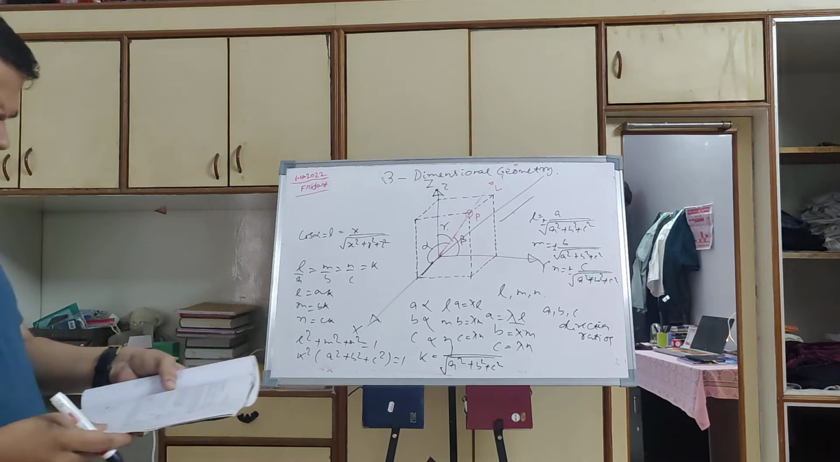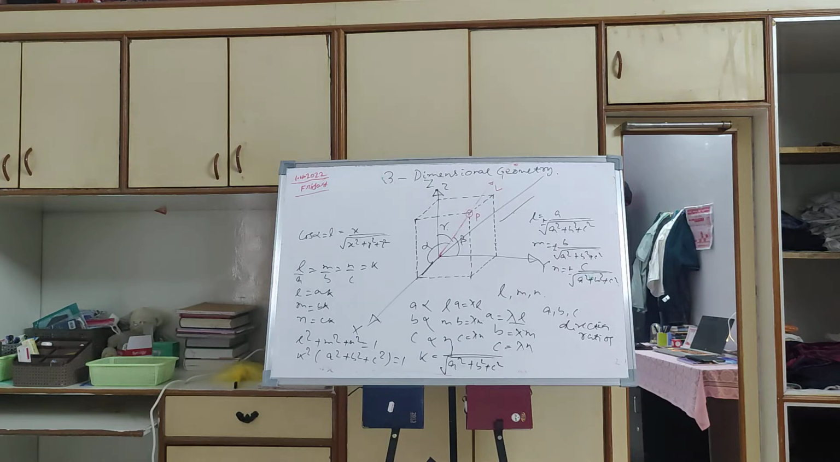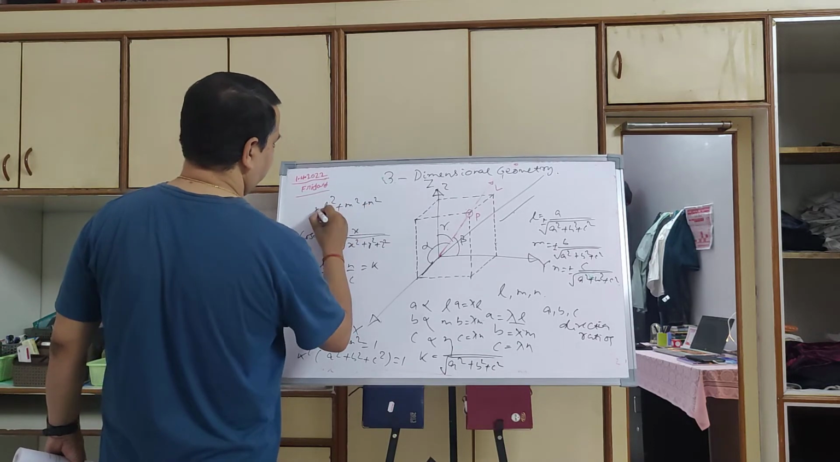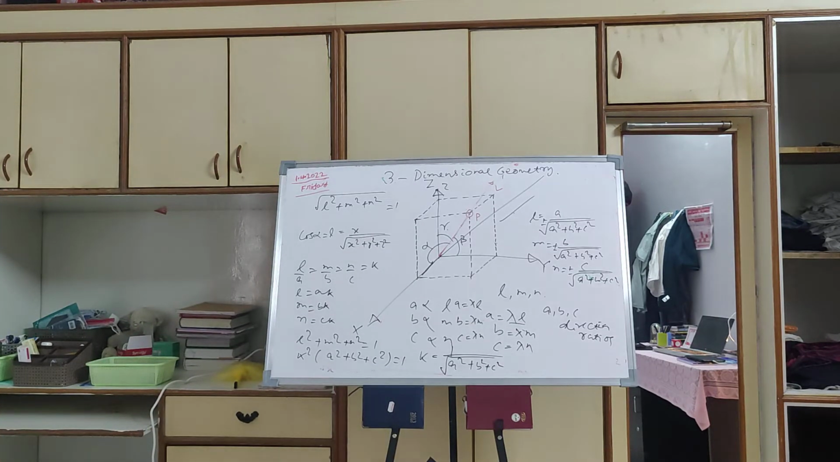Then we have already done the relationship between direction cosines of a line. This is another important thing. The relationship is l square plus m square plus n square is equal to 1. This is the relationship between direction cosines. I am not deriving it, I am just writing it.